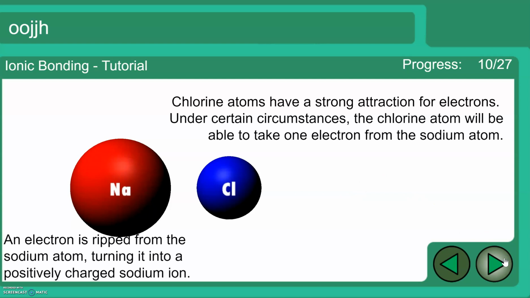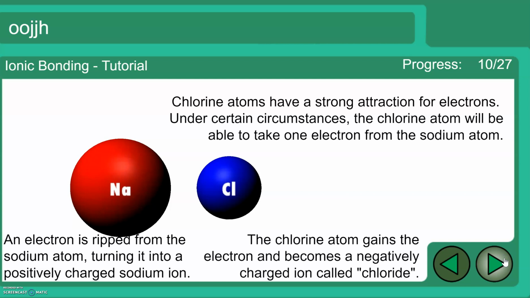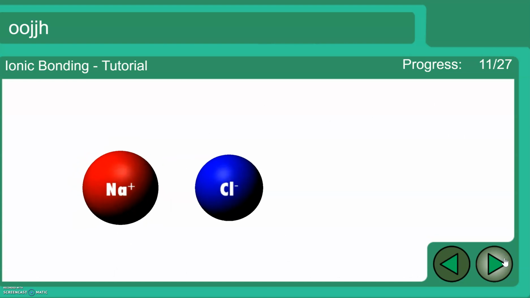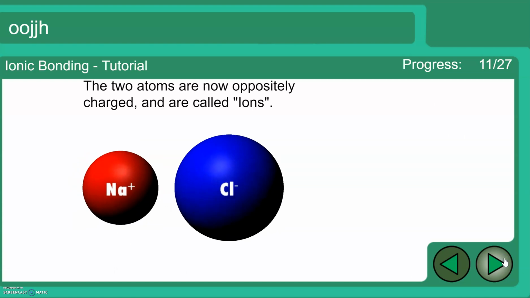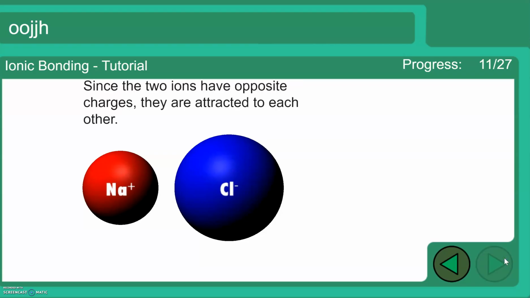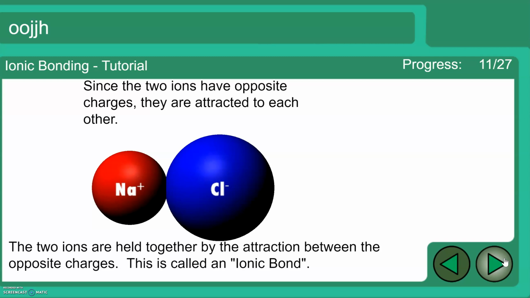The electron gets yanked from the sodium atom, and the chlorine takes it and becomes a negatively charged ion. The sodium is now a positively charged ion, and because they are opposite charges, they attract. And this is a very strong attraction, much stronger than in covalent bonding, called an ionic bond.